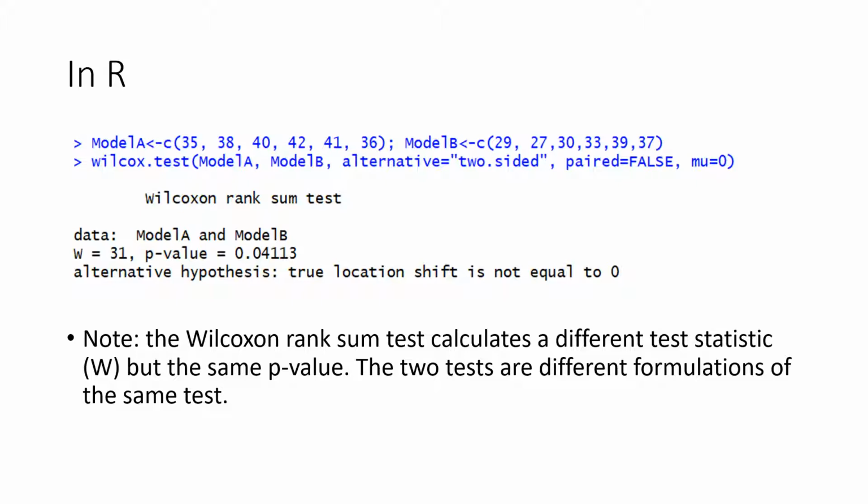So that is a look at the Wilcoxon rank sum test. It can be very useful in situations where you're comparing two groups and your condition of normality is not met.